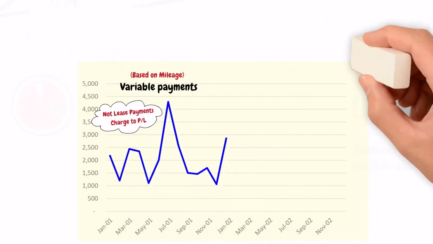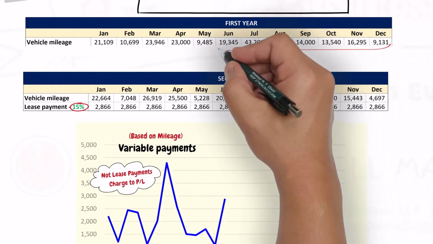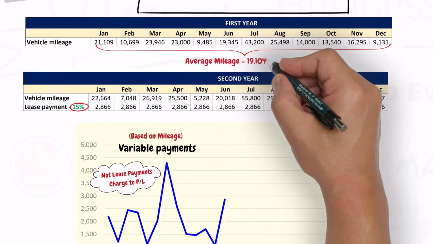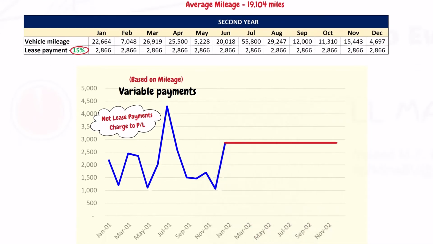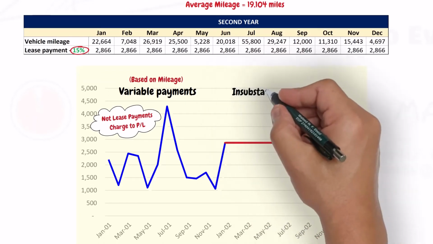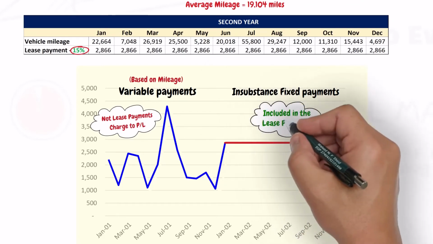Starting from the second year, the payments became fixed at 15% of the average monthly mileage achieved during the first year. Here, the variability in the payments was resolved at the beginning of the second year, and therefore, these payments are the in substance fixed payments that should be included in the measurement of the lease payments.